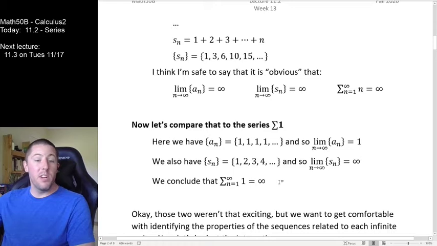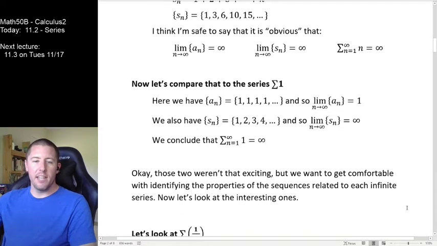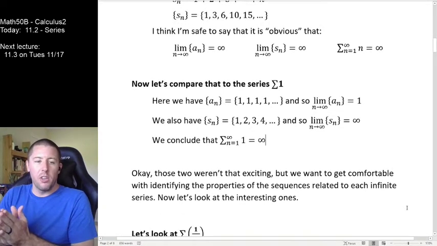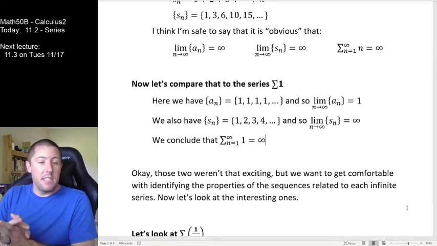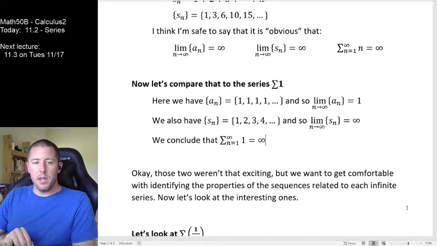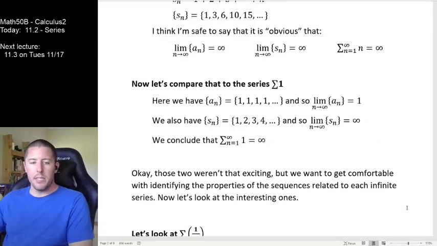And therefore, I hope it's pretty reasonable for you to agree with me right here without any formal statements that if we add up an infinite number of ones, we will diverge off to infinity there, right? So neither of these two cases that we're looking at are very exciting, but we want to get comfortable with this idea that we're going to look at both the sequence related to a series, that's the a sub n in braces, as well as the sequence of partial sums associated with the series. That's always our S sub n in braces right there. And those are always going to help us identify some of the relevant features associated with the sequence, help us make some conclusions about what we see.